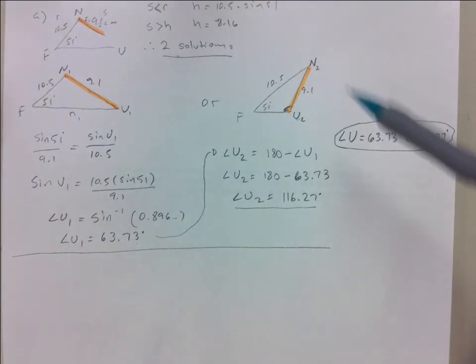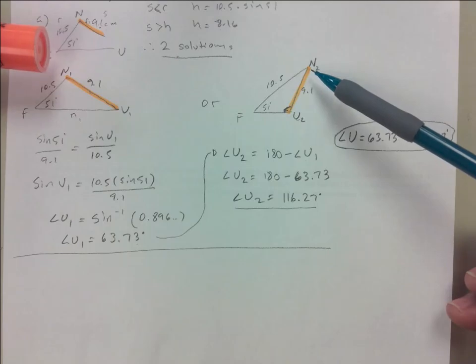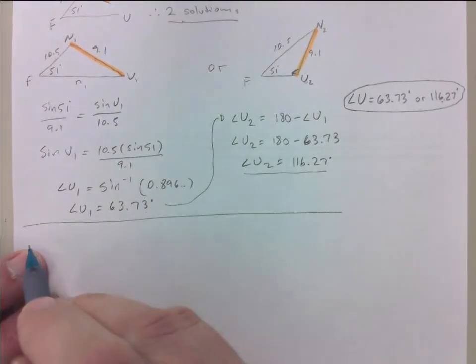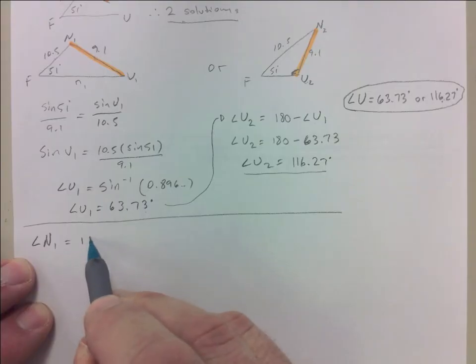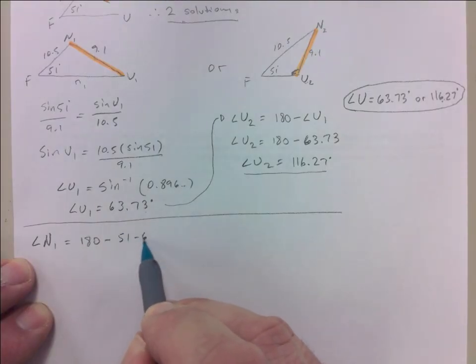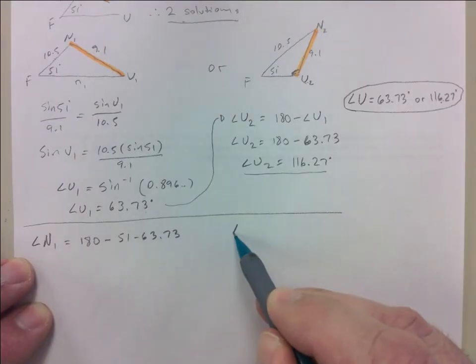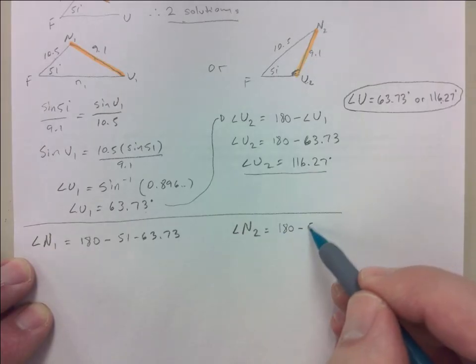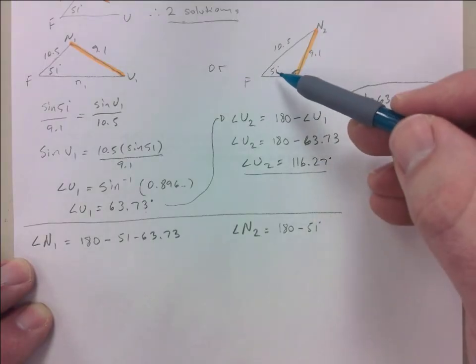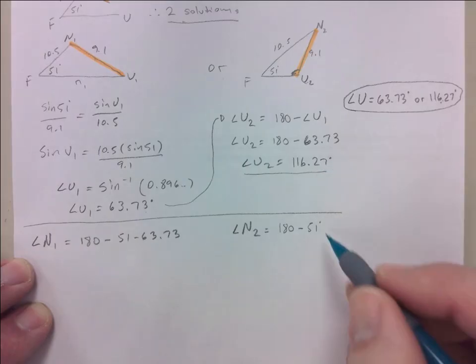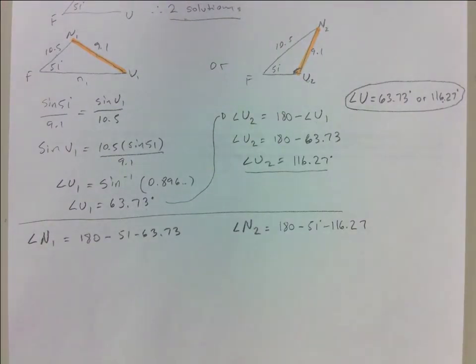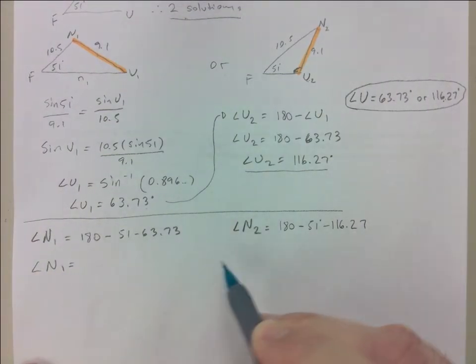Now we can find both angles, potential solutions for N, because we've got two angles for both triangles. So I'm going to go ahead and do that. Angle N1 is 180 minus 51 minus 63.73. Angle N2 is 180 minus 51, let's go with the 51 first, and then take away the 116.27. Remember, you're basically simultaneously working with two triangles every single time. Angle N1, angle N2.